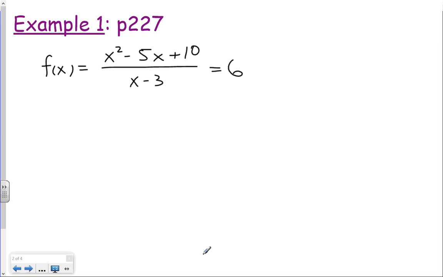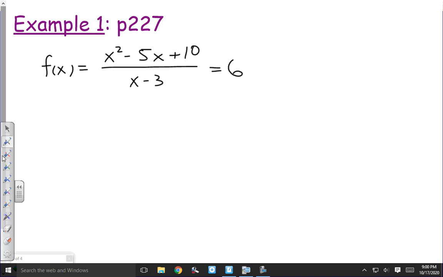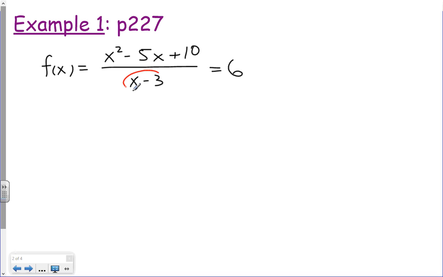Now the first thing I want to indicate here is what our domain is. And the domain is going to be determined based on what I see in the denominator here. We need to be able to factor that to find out where the zeros are at. So x cannot be equal to 3 is our domain. So as we go through this problem, just keep in mind that x cannot be equal to 3.